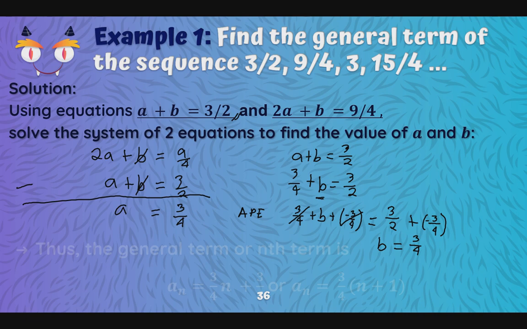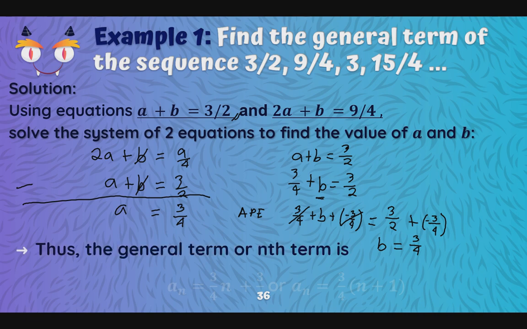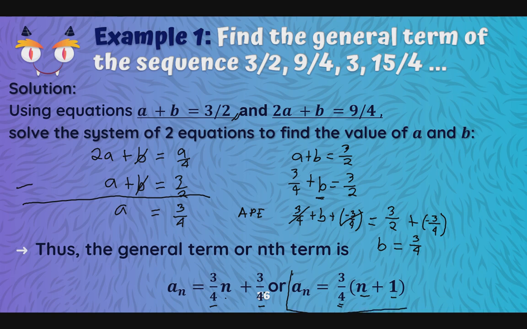Thus, the general term is this one. Palitan natin yung a ng 3/4 at yung b ng 3/4. Since pareho silang 3/4, extract natin yung 3/4. Ang matitira na lang 3/4 divided by 3/4 n divided by 3/4 is n. Then 3/4 divided by 3/4 is 1. So the final answer is this one. 3/4 times quantity n plus 1.